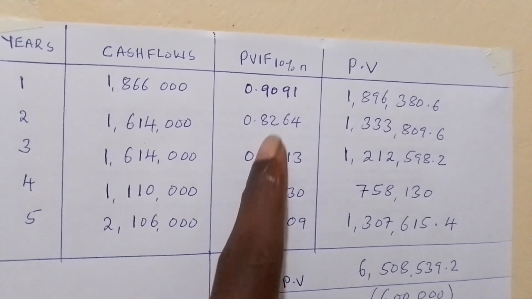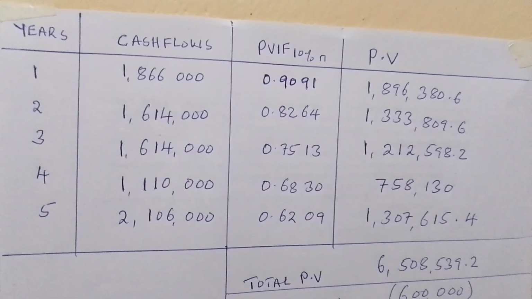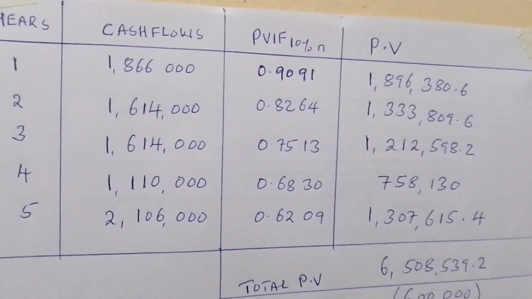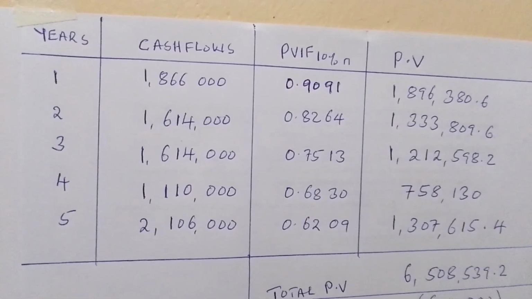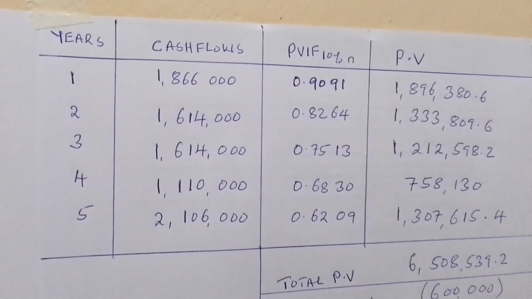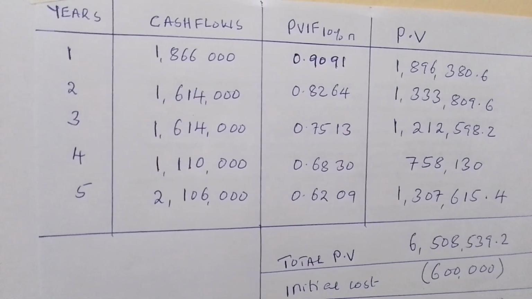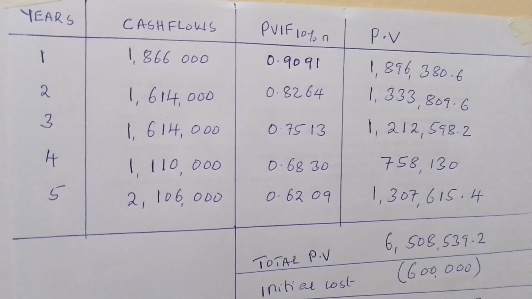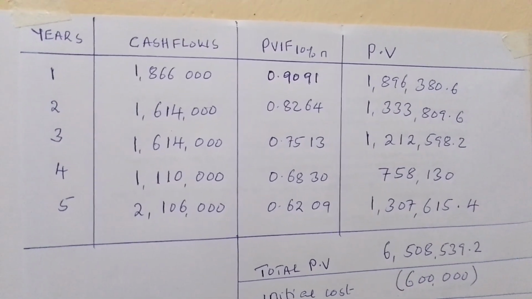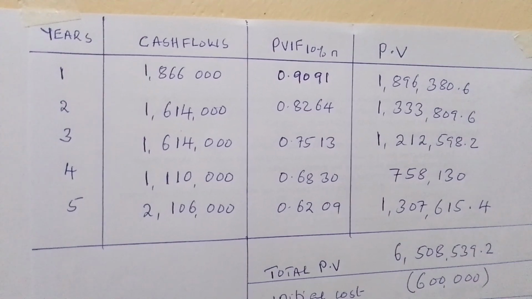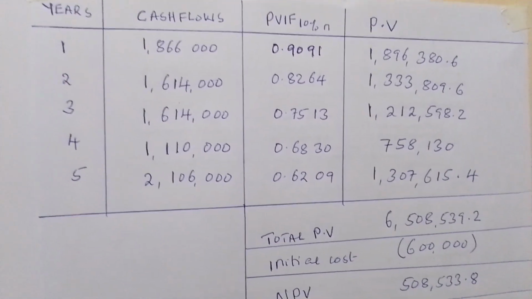Then the present value interest factor at 10%. We have been told that the cost of capital is 10% per annum. If you read additional information number 4, from where the question starts, we have been told that the cost of capital is 10% per annum.